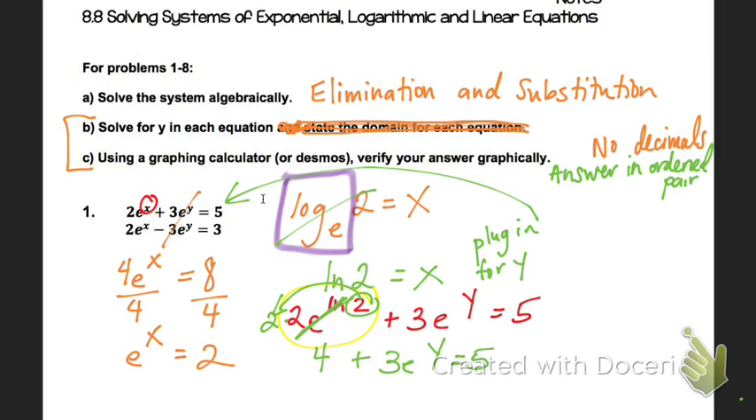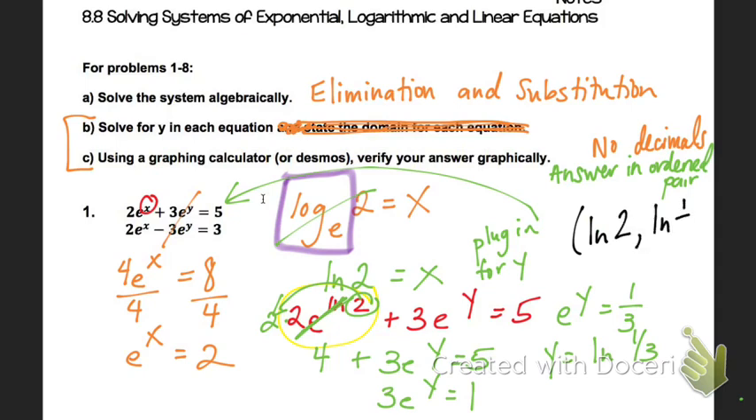Now I want to move the 4 over. Not 4, sorry, 1. What would my next step be? Divide by 3. e to the y equals 1/3. Convert it to log form. So y equals ln of 1/3. So my final answer in ordered pair would be ln of 2, comma, ln of 1/3.